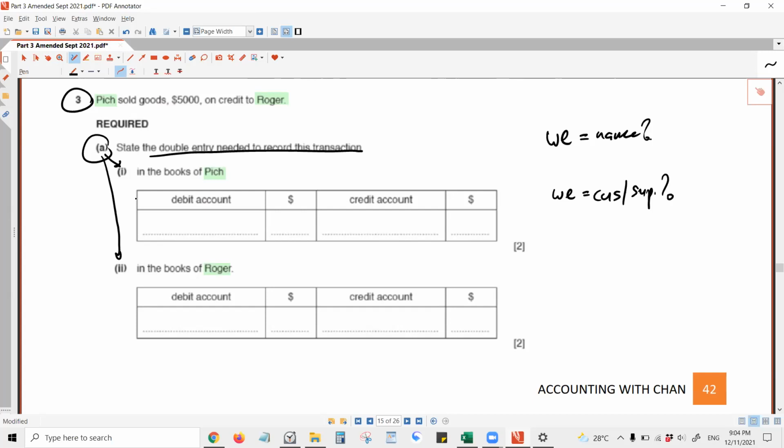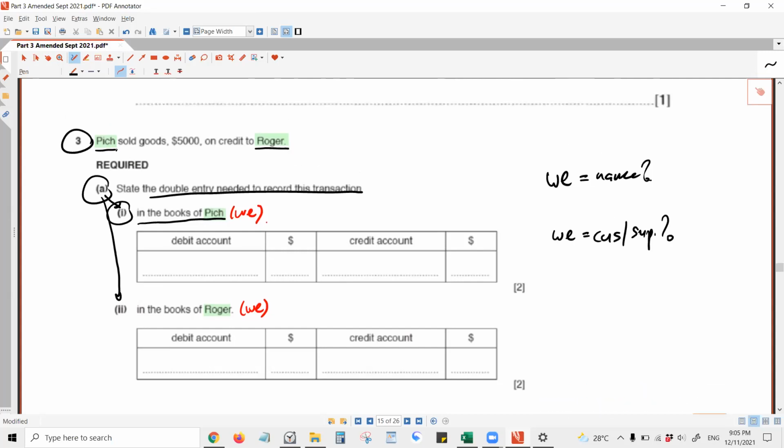This question, when you are doing A1, it says what you should do in the books of Peach. Books of Peach means the accounting books of Peach, meaning you are Peach for the A1. And for the A2, you are Roger. So it's very possible that within the same question, you can assume different roles in different parts of the question. A1, we are Peach. A2, we are Roger. Then go find out who is Peach, who is Roger by reading the body of the question. Peach is supplier, Roger is customer. Very obvious here, right?